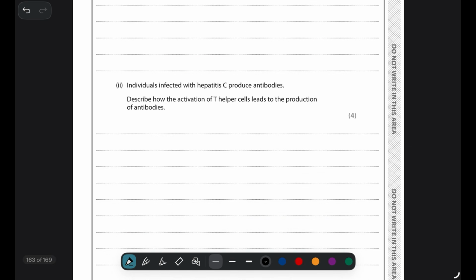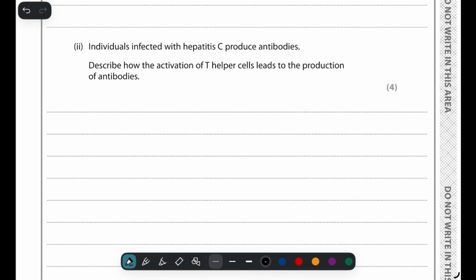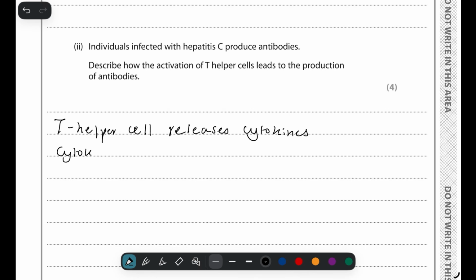Now, in terms of describing how activation of T helper cells leads to production of antibodies, again, this very much is knowledge, something that you just need to memorize. So, you know that your T helper cell releases cytokines. And those cytokines are going to stimulate, or we'll just be specific with the language, cytokines stimulate B cells.